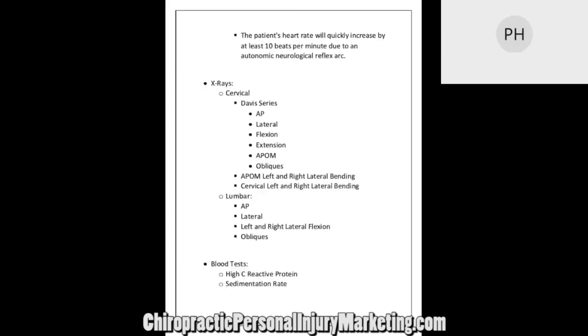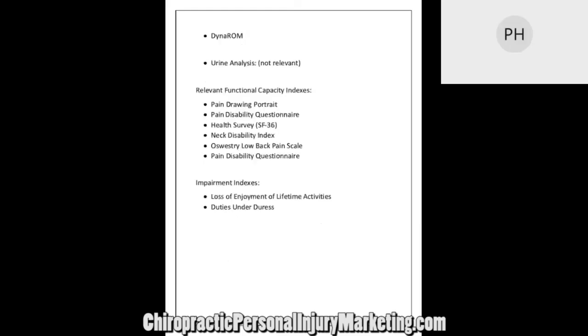And of course, the x-rays, the Davis series: that's the AP, lateral flexion, extension, APOM, obliques, APOM left and right lateral bending, and the cervical left and right lateral bending. For the lumbar, it's AP, lateral, left and right lateral flexion, and the obliques. And again, I go into detail how to analyze these, how to quantify them, what specifically you're looking for, and what the high and low probability findings are. And then with the blood test, it's high C-reactive protein and sedimentation rate. And then the Dynarom, that's totally objective. And then the urine analysis is not relevant. You'll see that's not relevant at all for the low-impact soft tissue spinal injury.